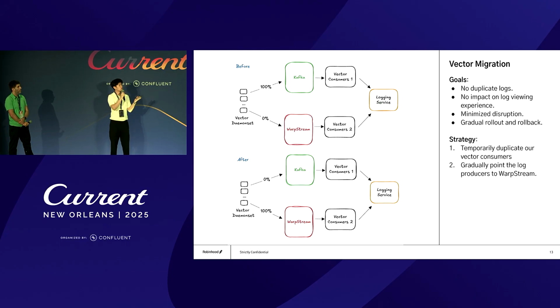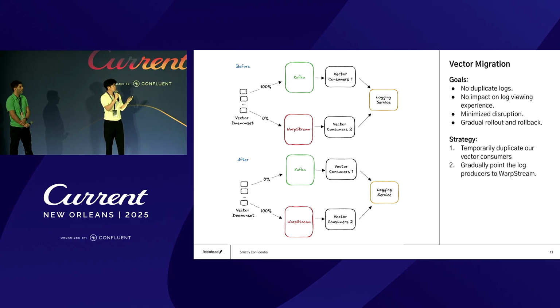So our key insight this time was to create two different sets of Vector consumers. We had the original set of Vector consumers consuming from Kafka and shipping the logs to our logging service, but then we also created another copy set that was consuming from WarpStream. What this allowed us to do is, no matter what cluster our Vector producers were producing logs to, it would always make it to our logging service, which was really important so that we didn't drop any logs. And it's really nice as well that there are no duplicates, because in this setup any producer can only be producing to one of the two clusters.